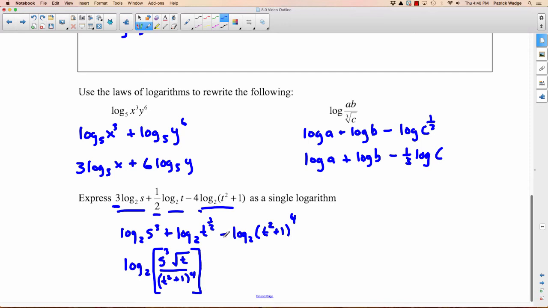And there you go. There's your little short reminder of logarithms. Hopefully you remember a lot of it.